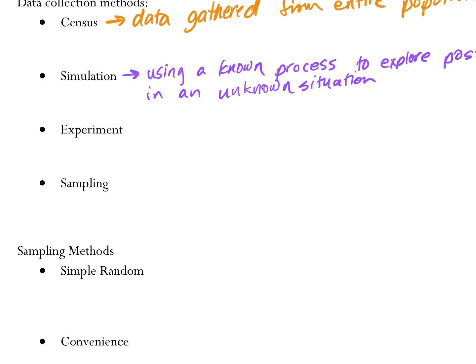An experiment is assigning treatments, those same manipulations, to groups and then comparing the groups. What's the difference between the two?